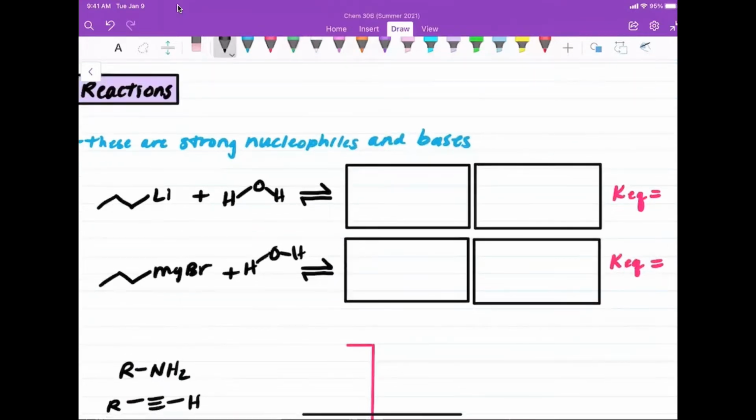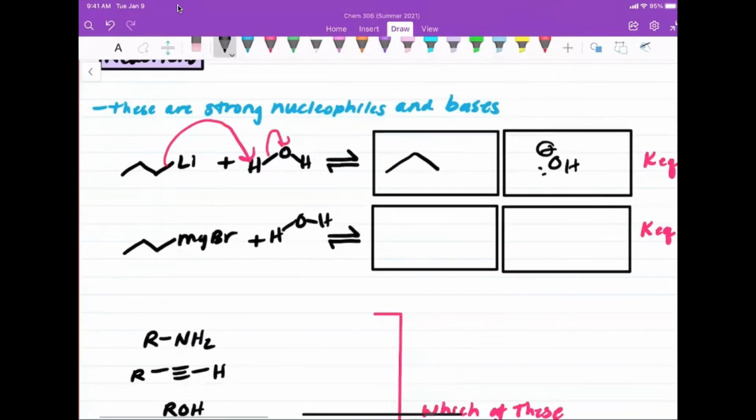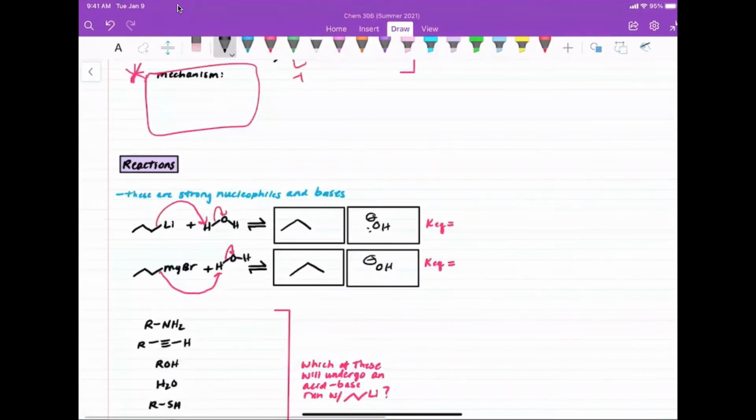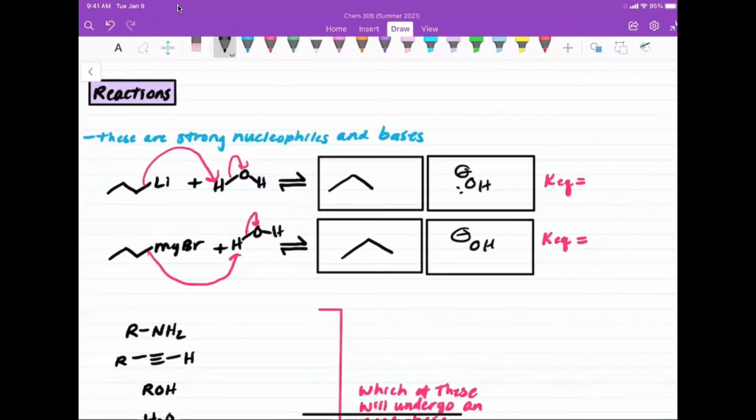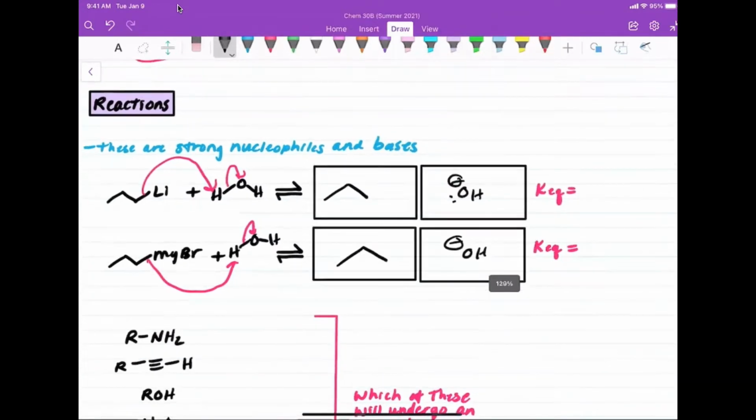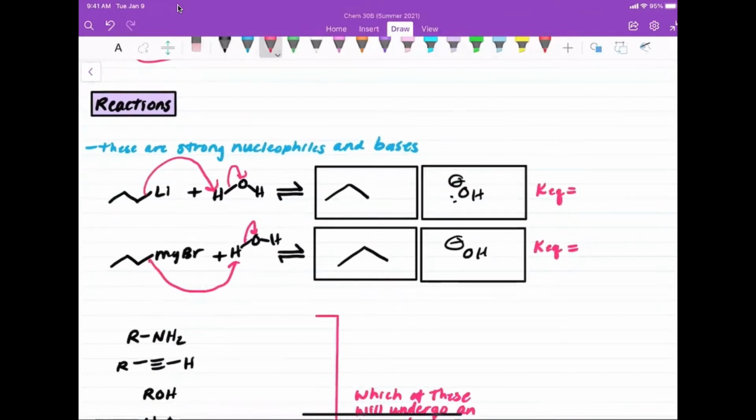So if we react this with water, we're going to get an acid-base reaction. We get this plus hydroxide. If we react this with water, we're going to get the same thing, an acid-base reaction, and OH minus. The equilibrium constant for these, hopefully this will be now even more convincing why we can't have acidic protons such as OH groups around when we have organometallic reagents.